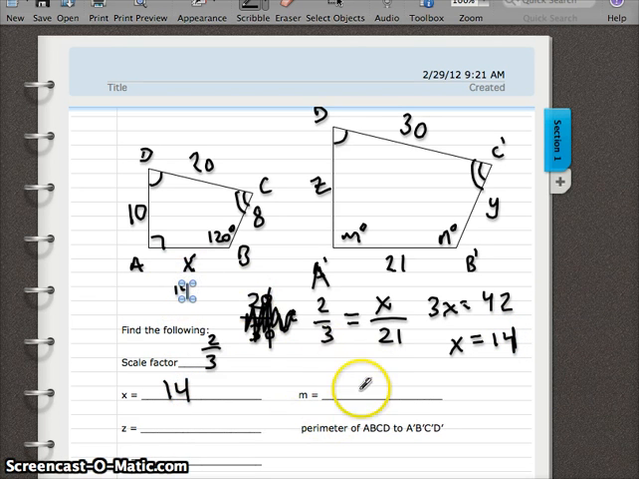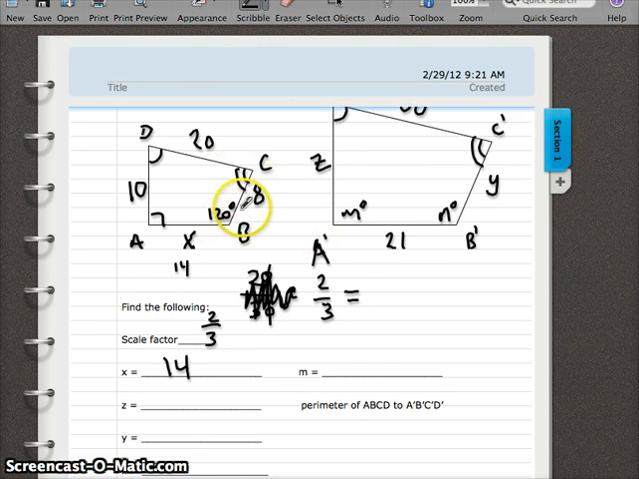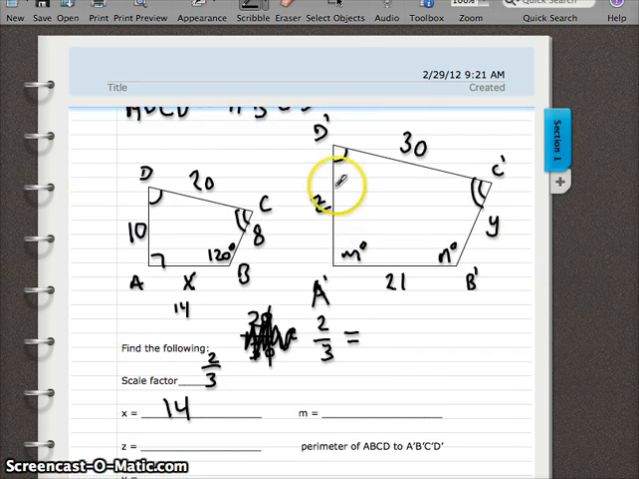Let's solve for z. So we do 2/3 again. Back to that first ratio, the scale factor. And we set up a ratio for z. So we're comparing left to right. Well, this AD and this AD are the corresponding sides, so left to right would be 10 over z. And then cross multiply, 2z equals 30, so z must be 15.